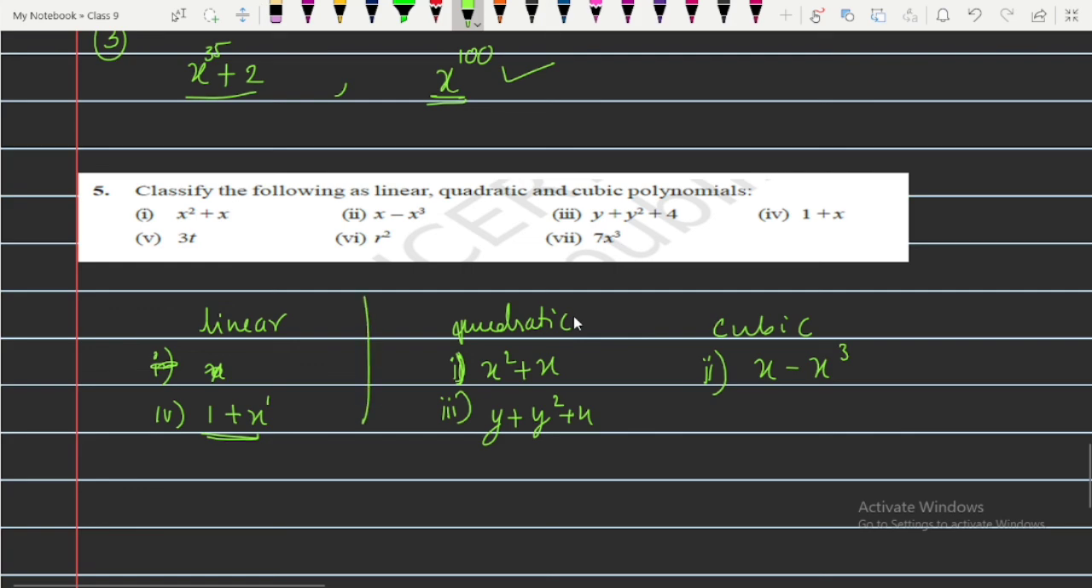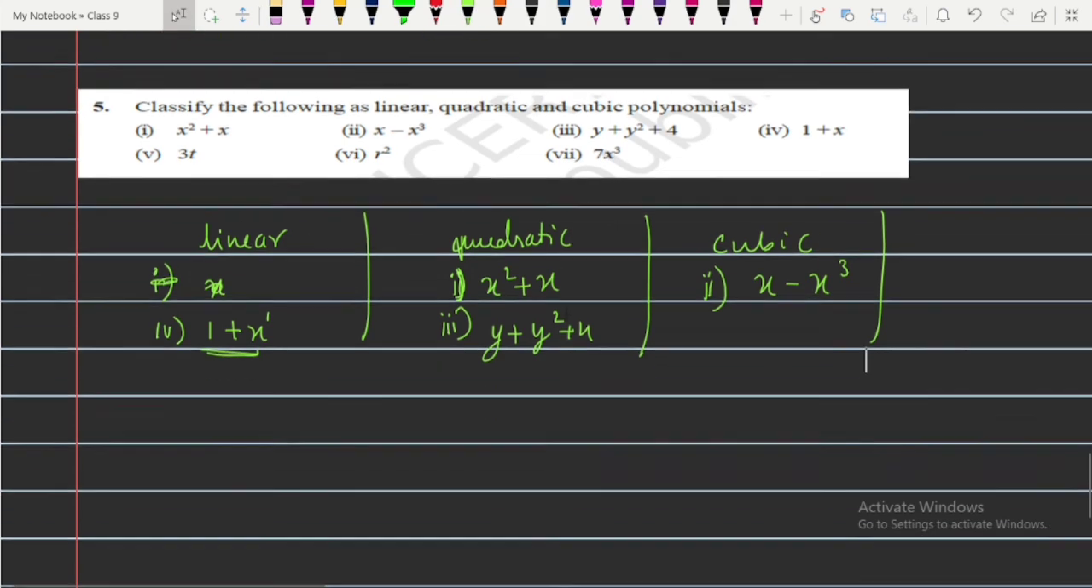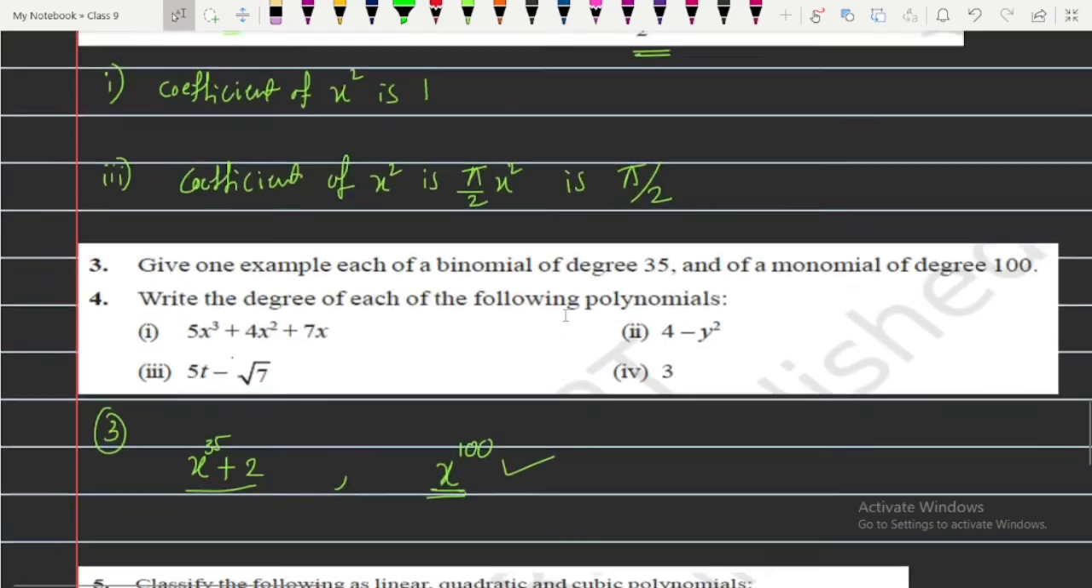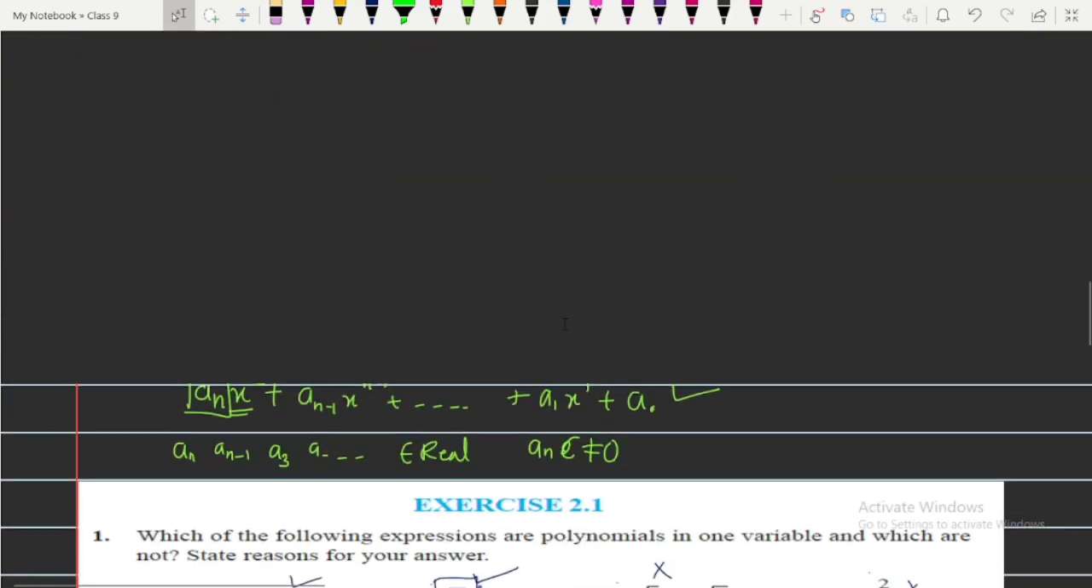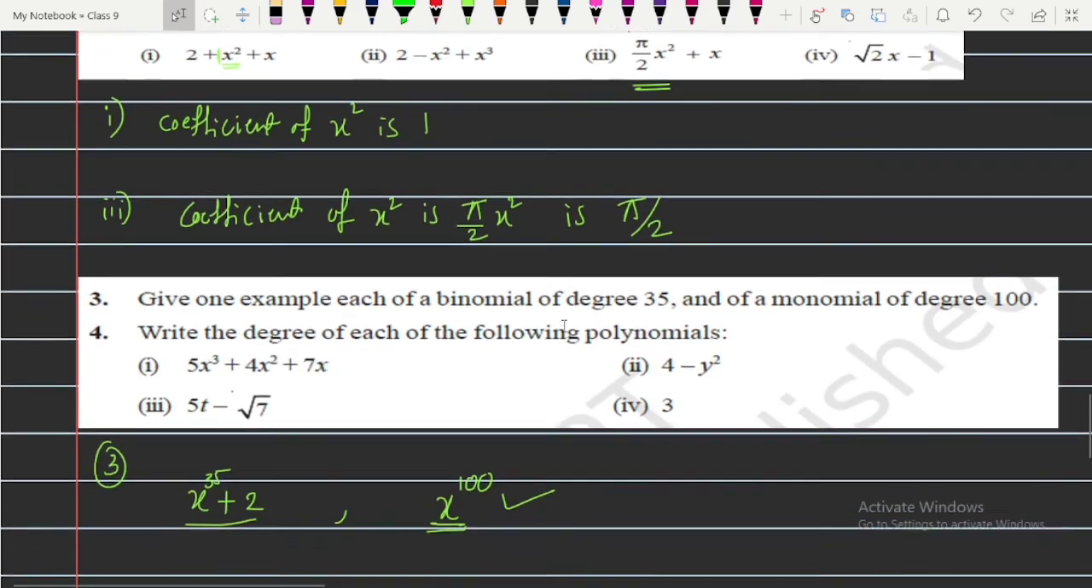You can make a table and write in that: linear polynomial, quadratic polynomial, cubic polynomial. In this way we can simplify Exercise 5.2.1. Okay. So I hope you understood.